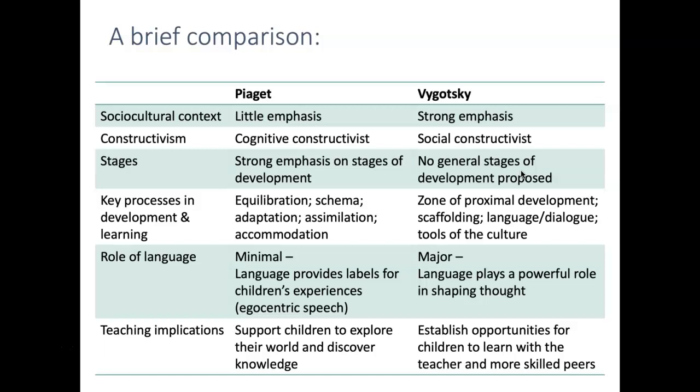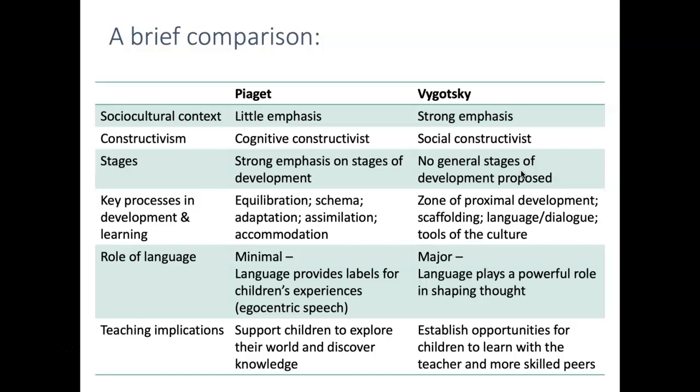For Vygotsky, the big terms we think about are zone of proximal development, scaffolding, how language and dialogue interact with learning, and the tools that a culture uses for learning and how they use them. The role of language with Piaget was minimal. Language provided labels for children's experiences in egocentric speech. For Vygotsky, the role of language was major. It played a huge role in the shaping of thought for children.